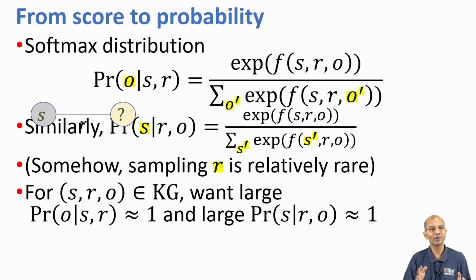And these are interesting implications for inference and its use in language models. Somehow in the literature, fixing subject and object and then trying to sample or find the probability of R has been relatively rare. I don't exactly know why. Now, if SRO is in the knowledge graph, we want the probability of O given SR to be large. And we want probability of S given RO to be also large.